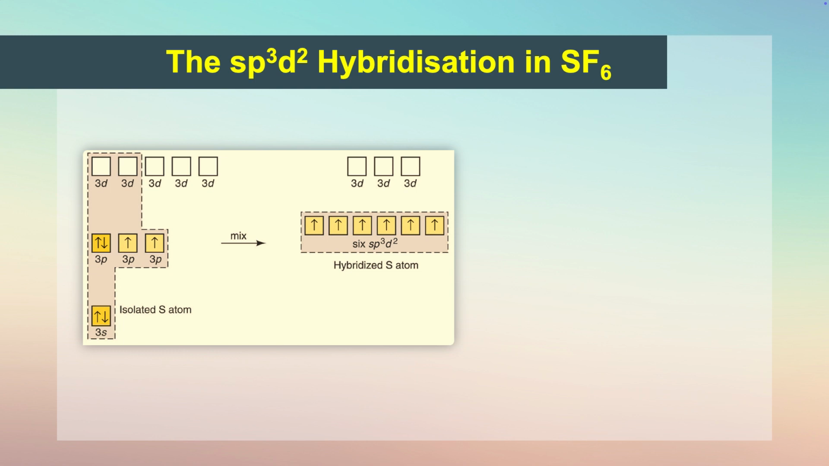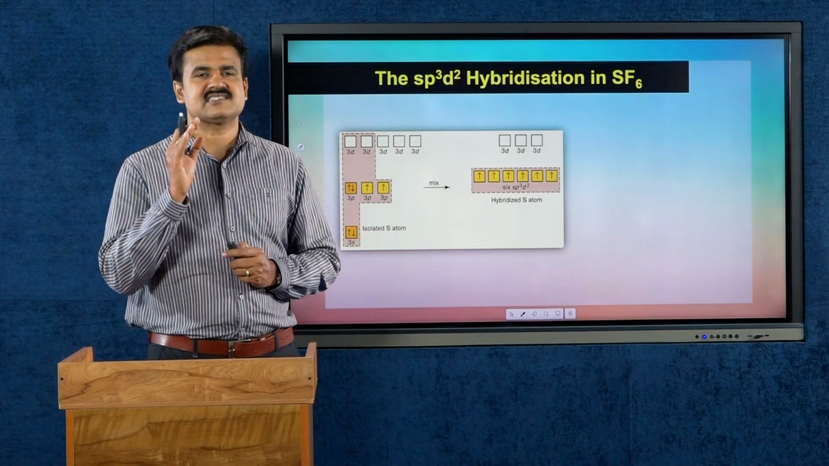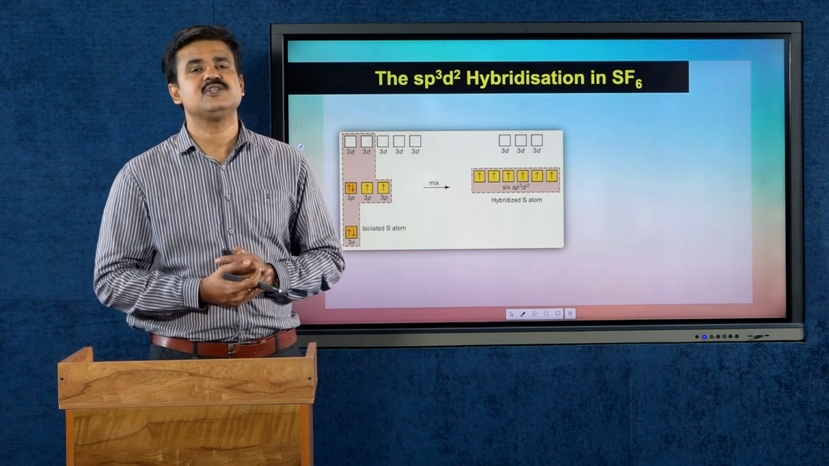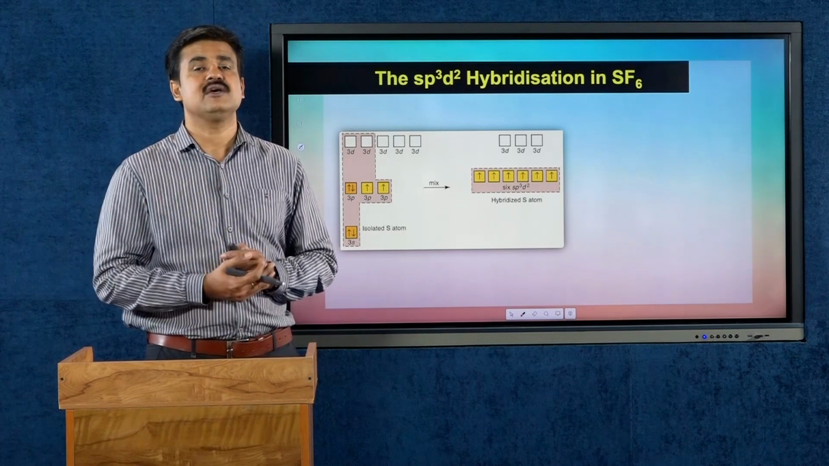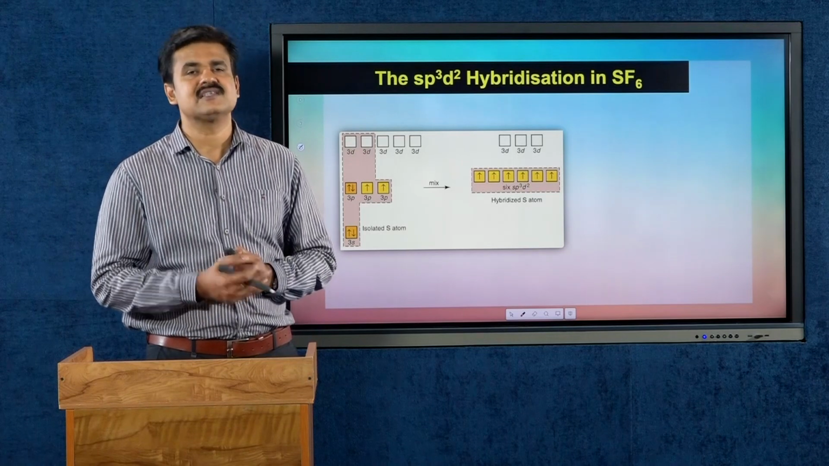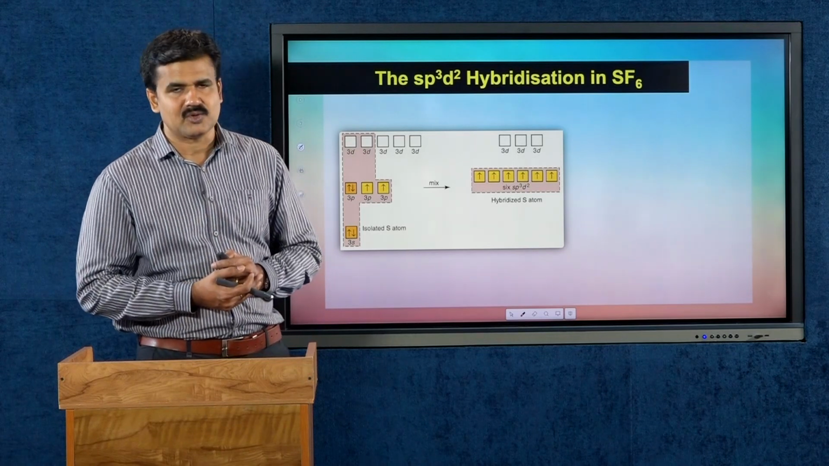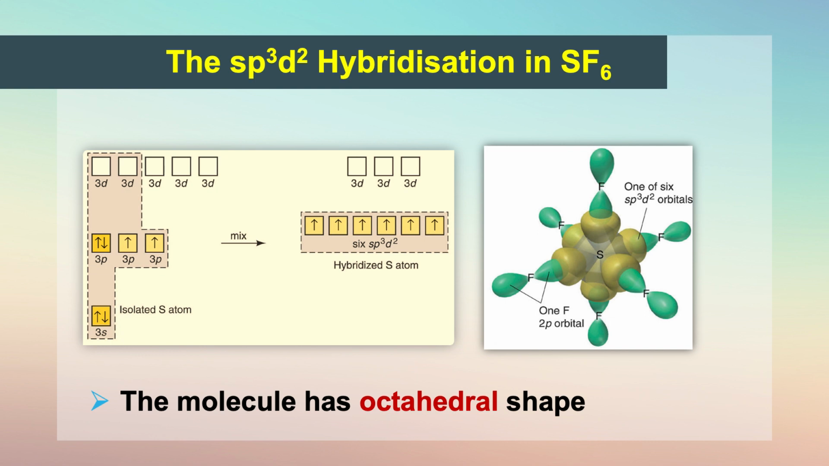All these hybrid orbitals of the central atom sulfur in SF6 have a half-filled arrangement. These 6 half-filled sp3d2 hybrid orbitals overlap with half-filled pz orbitals of 6 fluorine atoms to produce the SF6 molecule. The SF6 molecule has an octahedral arrangement as shown here. The bond angle is equal to 90 degree. Thus we can say that the SF6 molecule has octahedral shape.